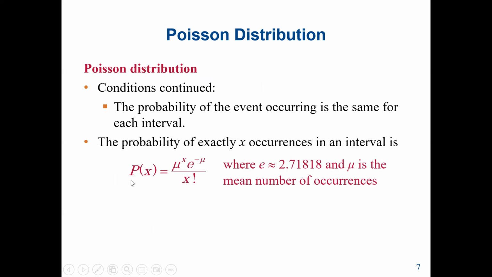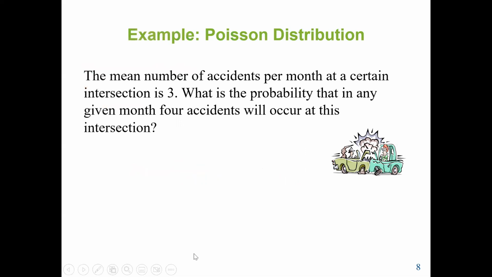And this is the formula: probability of X equals mu to the power x, where mu is the average or the mean, times e to the power negative mu, divided by x factorial. E is an exponential constant value. E is approximately 2.71828. Mu is the mean number of occurrences. So let's see an example.